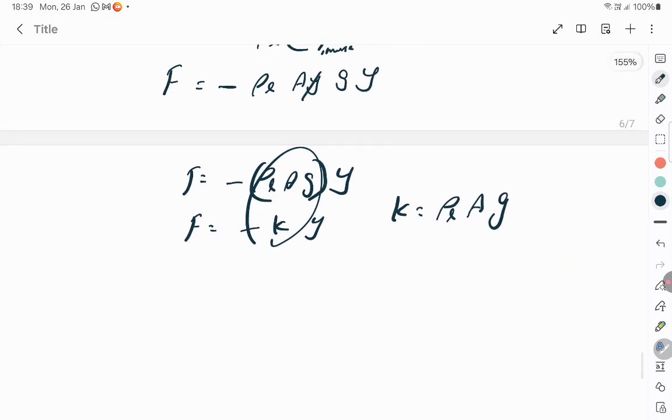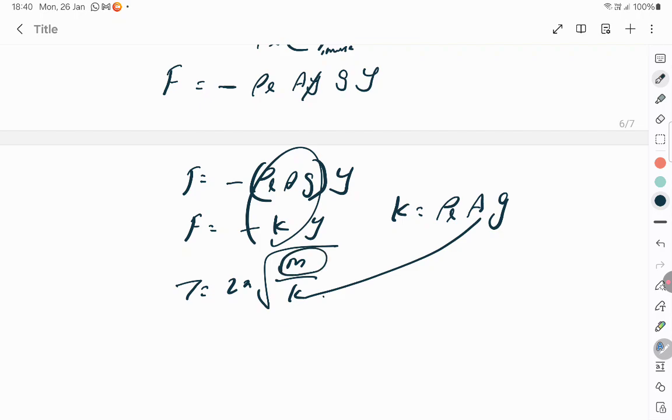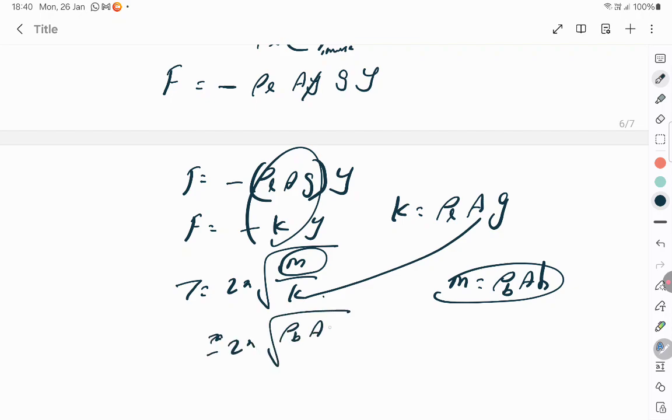And so then you're going to put it in the time period. Time period is equal to 2 pi into root of m by k. For k, you just found this, so you can plug it in. What about the mass? This mass is the mass of the body, and mass of the body is density of the body into volume of the body, which is the total volume, A into H. So on substituting, 2 pi root of m, which is density of the body into area into height, by k, which is density of the liquid into area into gravity. Area and area get cancelled, and thus you get the time period. Okay, so that's this derivation.